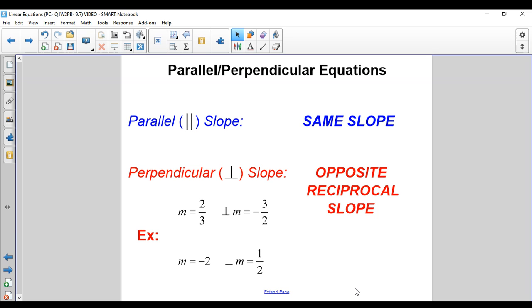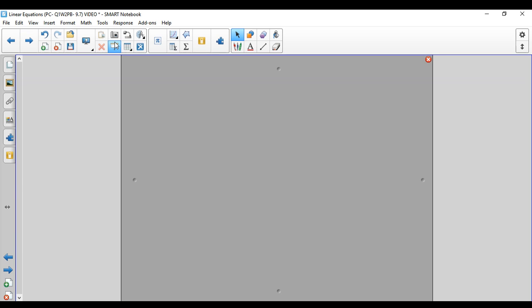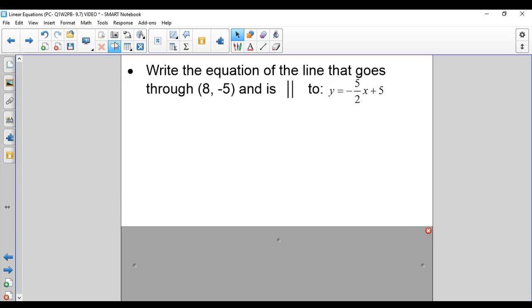Parallel lines is where we're going to start. These lines have the same slopes, so just keep that in mind. So the wording of these problems looks like this. I'm asking you to write the equation of a line that goes through the point (8, -5) and that is parallel to the given line y = -5/2 x + 5.